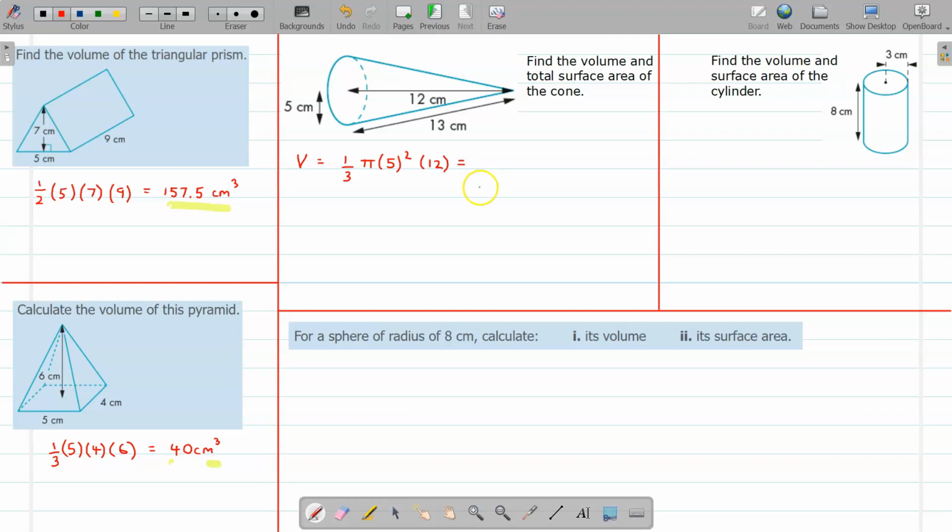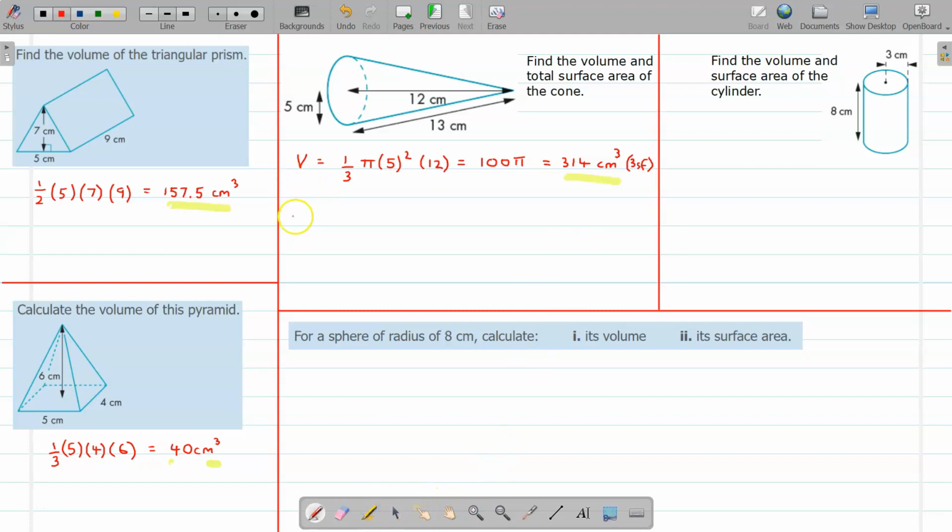That gives us exactly 100 pi on the calculator. If it wanted an exact answer, you would leave it like that. More likely, it would say give to 3 significant figures. Well, pi is 3.14, so that would be 314 centimeters cubed to 3 significant figures, and that's how you would present your answer to that one.